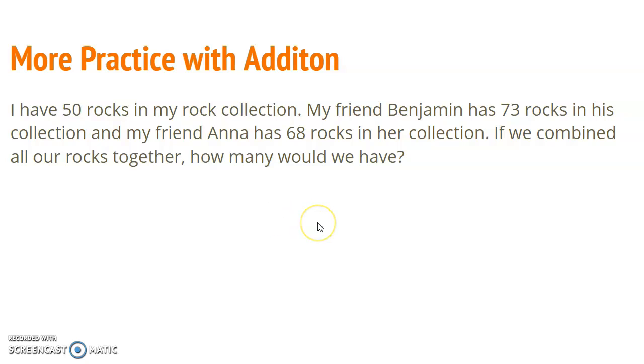Alright, let's check your work. So, we know this is an addition problem because the question says if we combined all the rocks together. Combining them together means we're going to be adding them up. So I listed my numbers here, 50 plus 73 plus 68, and the total comes out to 191 rocks altogether. If you had that answer, you are correct. Give your brain a kiss.